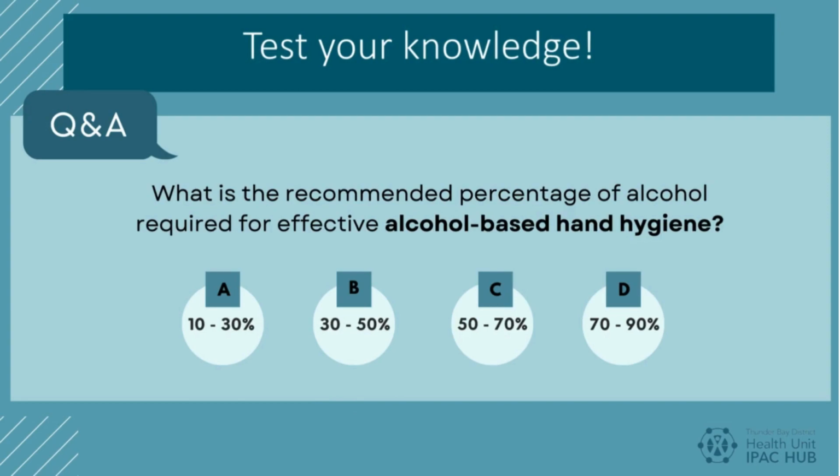What is the recommended percentage of alcohol required for effective alcohol-based hand hygiene? A, 10 to 30%, B, 30 to 50%, C, 50 to 70%, or D, 70 to 90%. Again, if you need another moment, you can pause it here. Otherwise, we'll go over it.